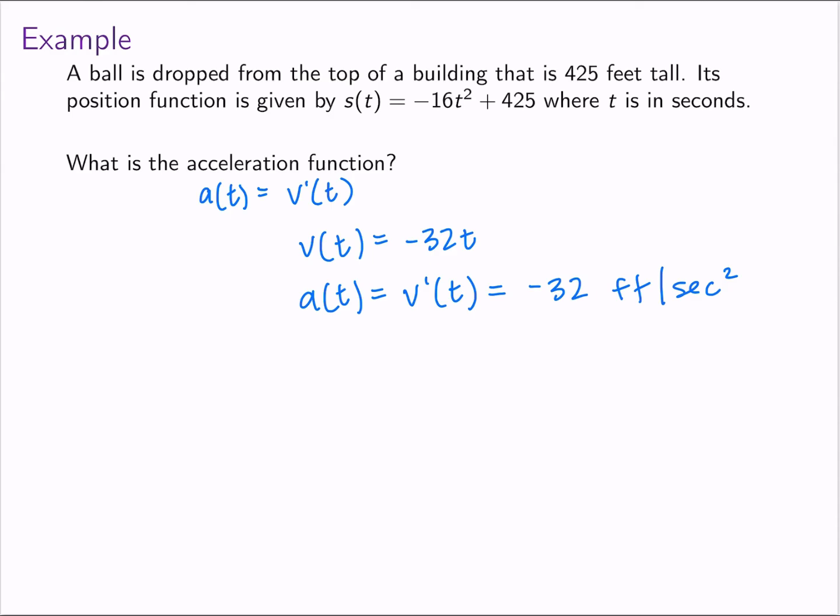So what we get here is that our acceleration is negative 32 feet per second squared, which if you've taken physics before, that is acceleration due to gravity. So that kind of makes sense here because we're dropping a ball from the top of a building. Its acceleration should be acceleration due to gravity, unless we are on a different planet or somewhere different. But we're assuming we're on Earth, so that checks out and makes sense.